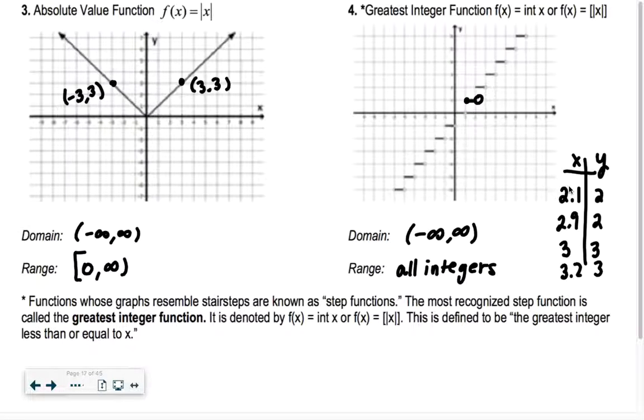Okay, so it says functions whose graphs resemble stair steps are called step functions. The most recognized step function is the greatest integer function. So that was where we had, it's kind of like you got like a bracket with an extra line. It looks like that. This is defined to be the greatest integer that's less than or equal to x, so it rounds down.